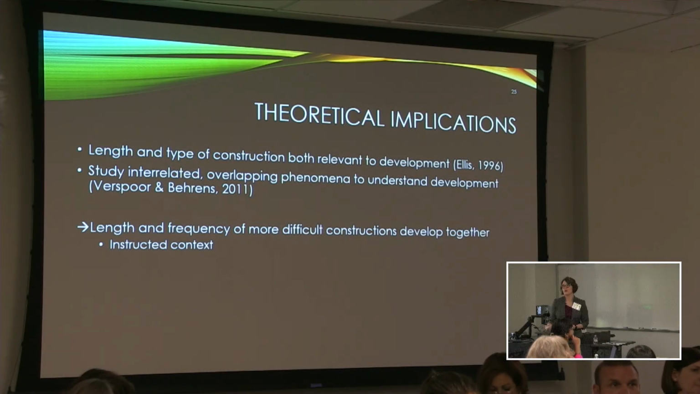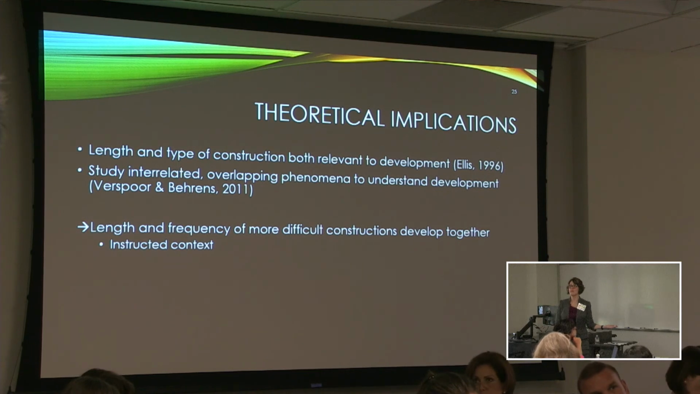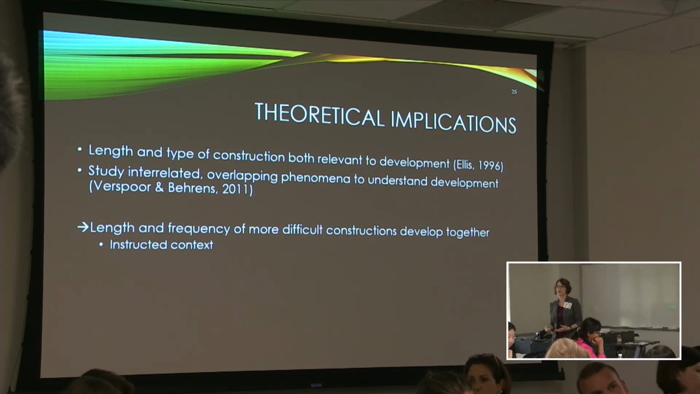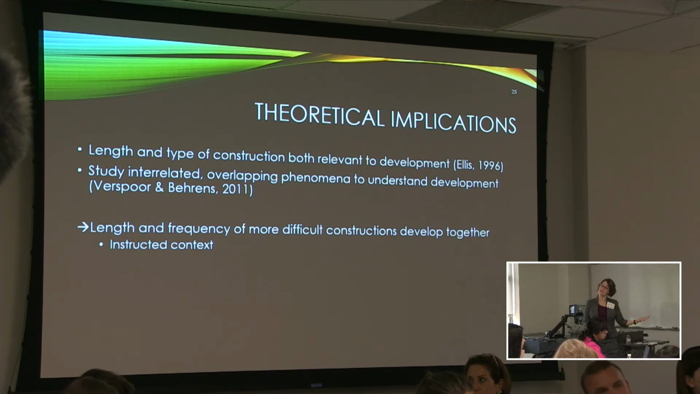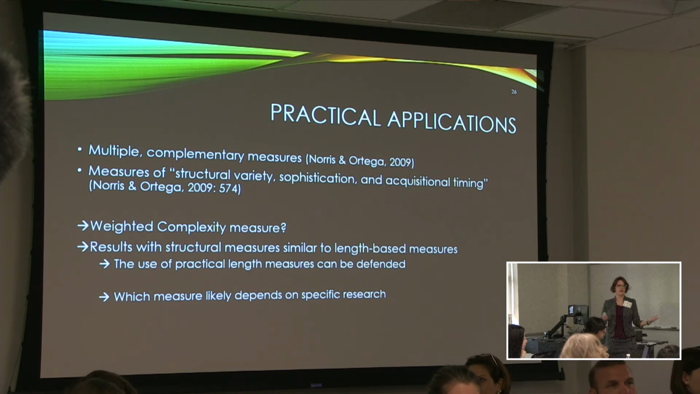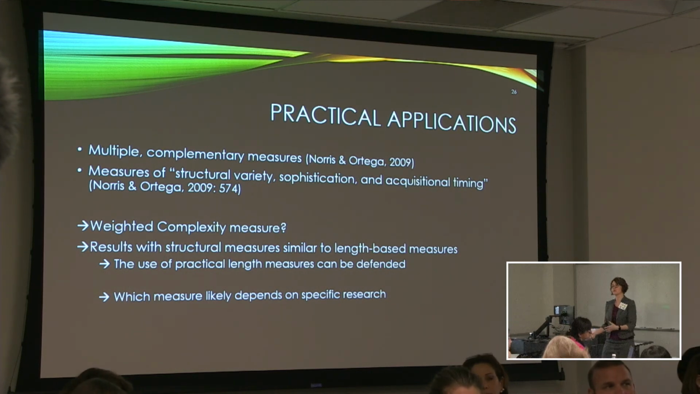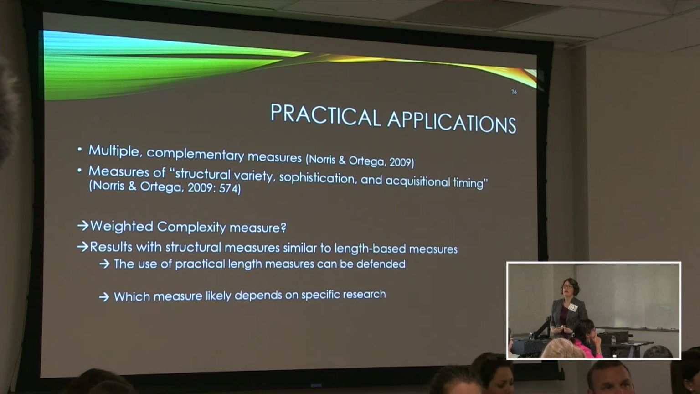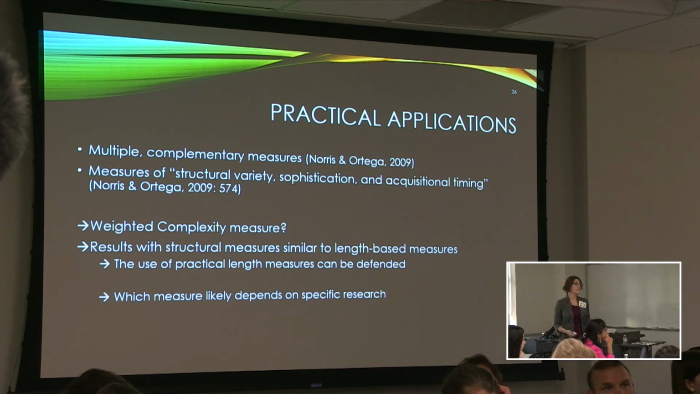So some theoretical implications. I would say that the length and the frequency of more difficult constructions develop together, at least in an instructed context. I would also say that I'm not sure about the weighted complexity measure, but the fact that the exploratory measures, the structural measures, were similar to the length-based measures, to me that allows us to at least defend the use of the very practical length measures.